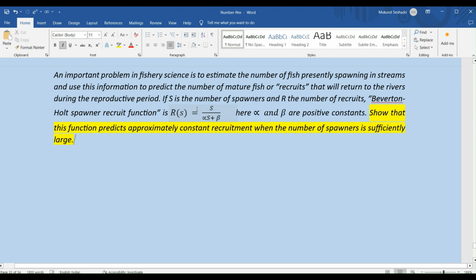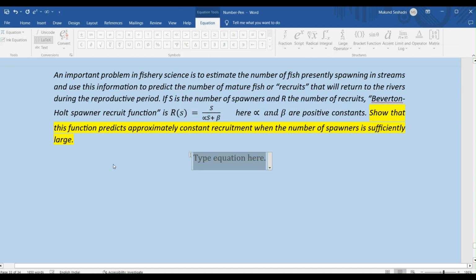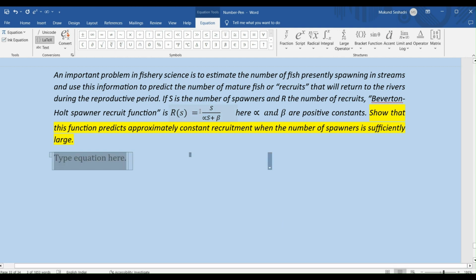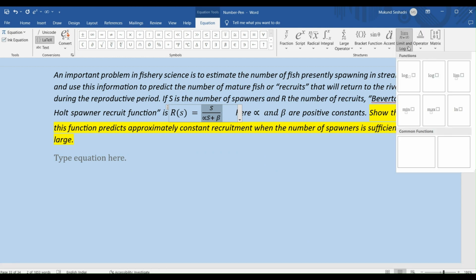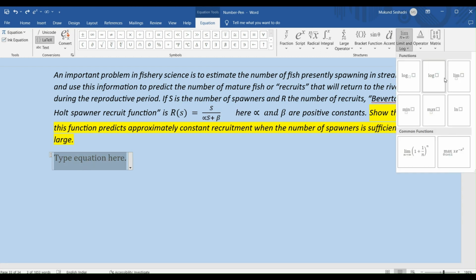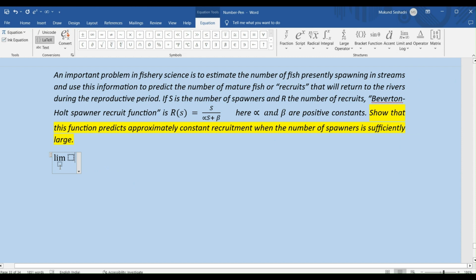So it seems like a very simple application of limits once we understand what we have to do to arrive at the final answer, right? So I'm just going to copy this equation. Let me write limit, so when the spawners is sufficiently large, we have S tending to infinity, right? And I'm just going to copy this function as it is.